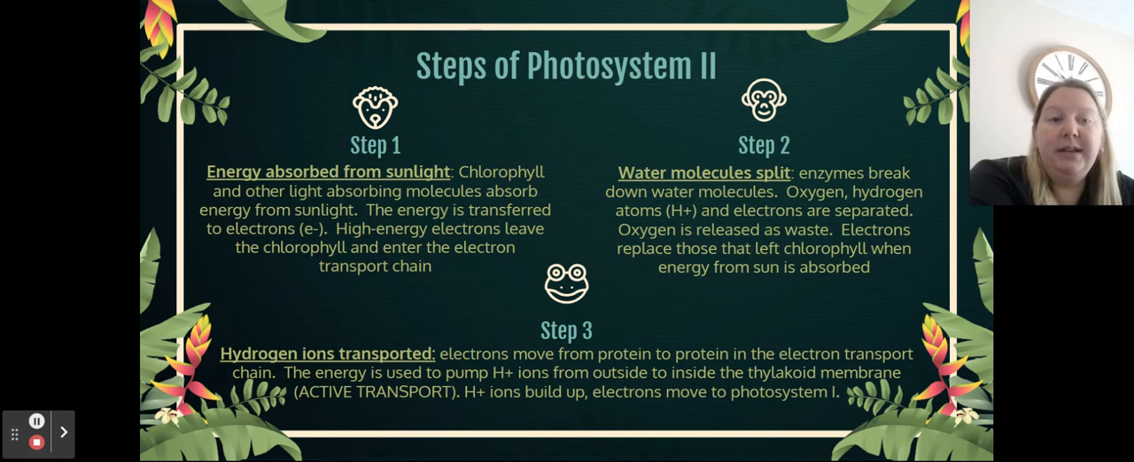The water molecules get split. The enzyme breaks down the water molecules. Oxygen and hydrogen break apart. Hydrogen gets passed into photosystem 2, which can make the molecule of NADPH. Oxygen gets released as waste. Electrons replace those in the chlorophyll to absorb more energy as sunlight comes in. Those hydrogen ions get transported across the membrane of the electron transport chain, again in an identical way to that of cellular respiration, using active transport to create that chemiosmotic gradient.